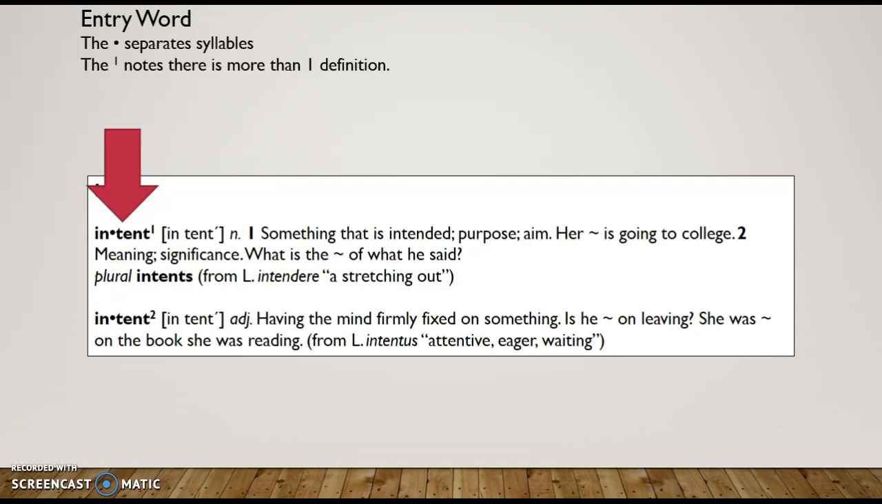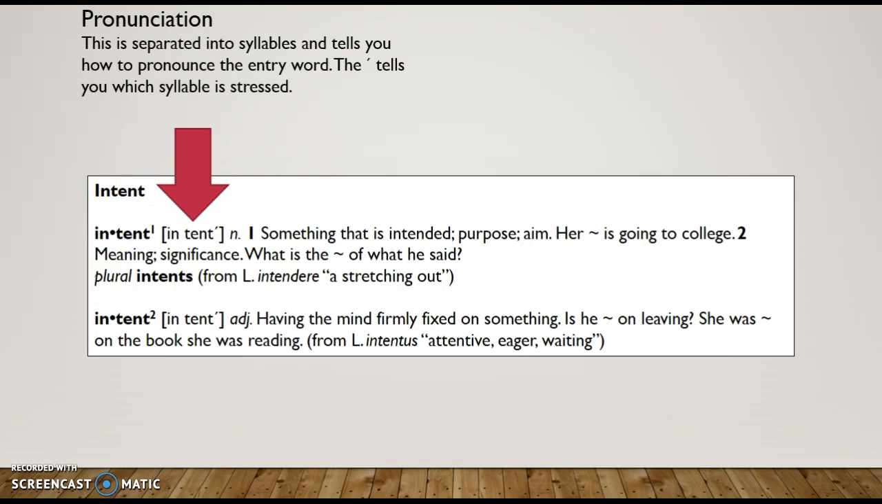Intent has a superscript 1 next to it. The 1 notes that there is more than one definition for this word. Some words in your dictionary might have 2, 3, 5, even 10 definitions. The superscripts let you know that there is more than one definition for this word.